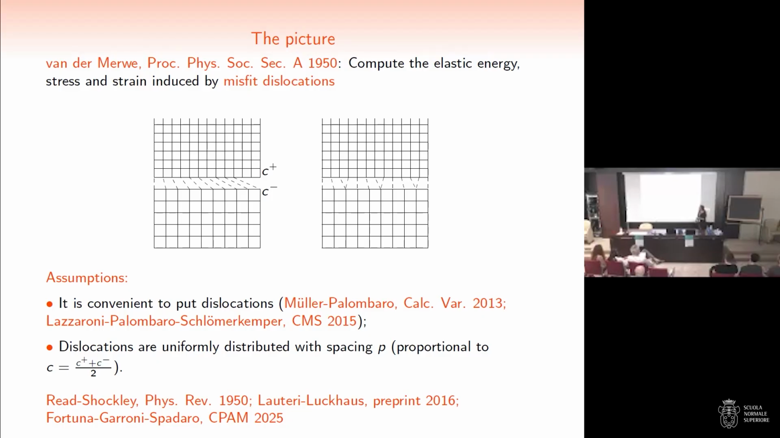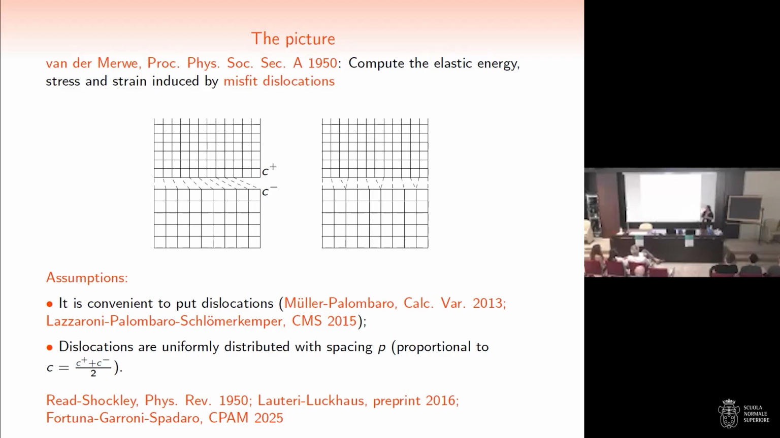Okay, and so as Sergio was saying, someone was mentioning that this problem has some relation with the so-called Read-Shockley formula for grain boundaries. In that case the situation is a bit different, because I have two lattices, the same lattice, one rotated with respect to the other, and this creates an interface between these two lattices, and along this interface I have a periodic distribution of dislocations.